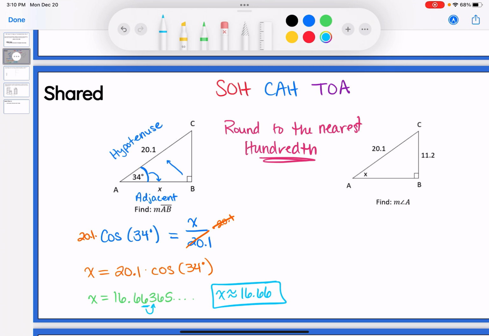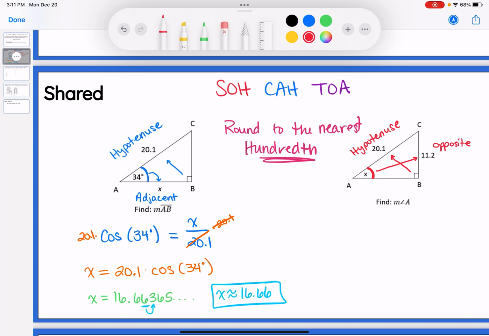All right, now if I look over here on the right, so this is the triangle over here, very similar, but some different information. So this time AC is still 20.1. But this time I'm given that segment BC is 11.2, and I'm trying to find the measure of angle A. Well, I still have my right angle in there, correct? So 20.1 is across from the right angle, so that would be the hypotenuse still. If I'm looking from this angle A, so from where X is in my picture, the 11.2 is the opposite side, right? The side opposite of the X.